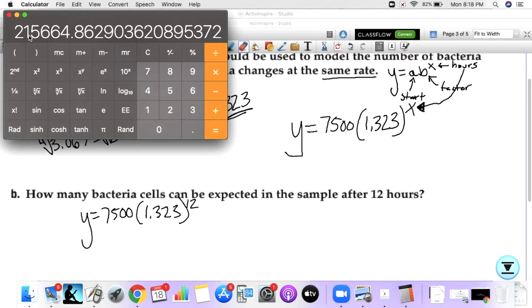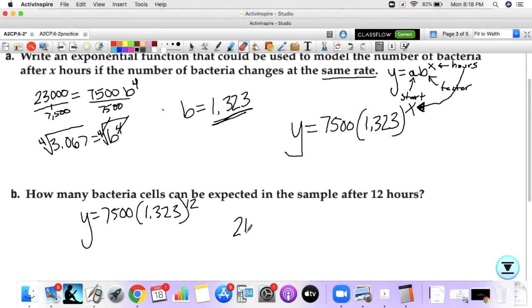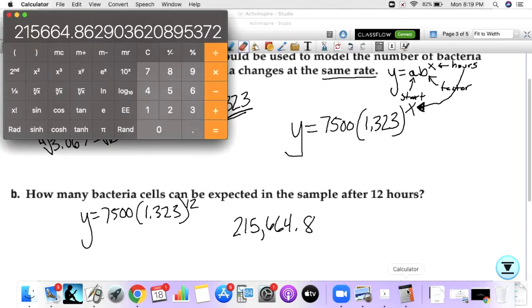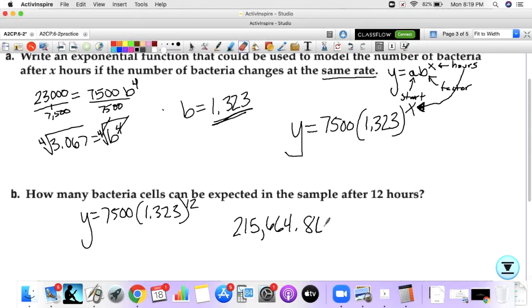And I get a big number here, 215,664.862. And that 2 should be rounded up to a 3. So 215,664.863. And that's bacteria cells.